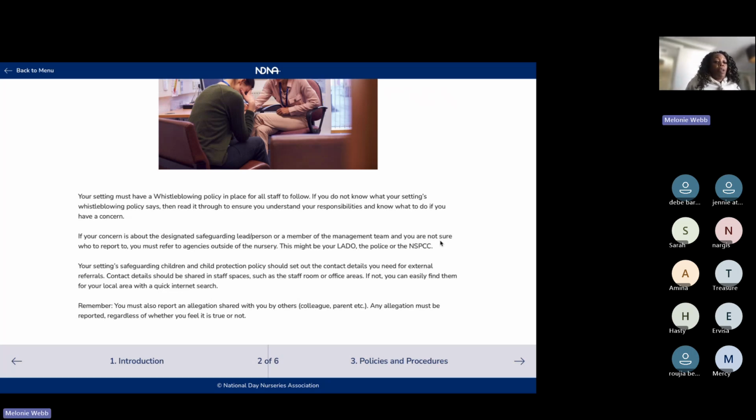Your setting's safeguarding children and child protection policy should set out the contact details you need for external referrals. Contact details should be shared in staff spaces, such as the staff room or in staff areas. If not, you can easily find them for your local area with a quick internet search. We do obviously have those numbers on our ID badges.